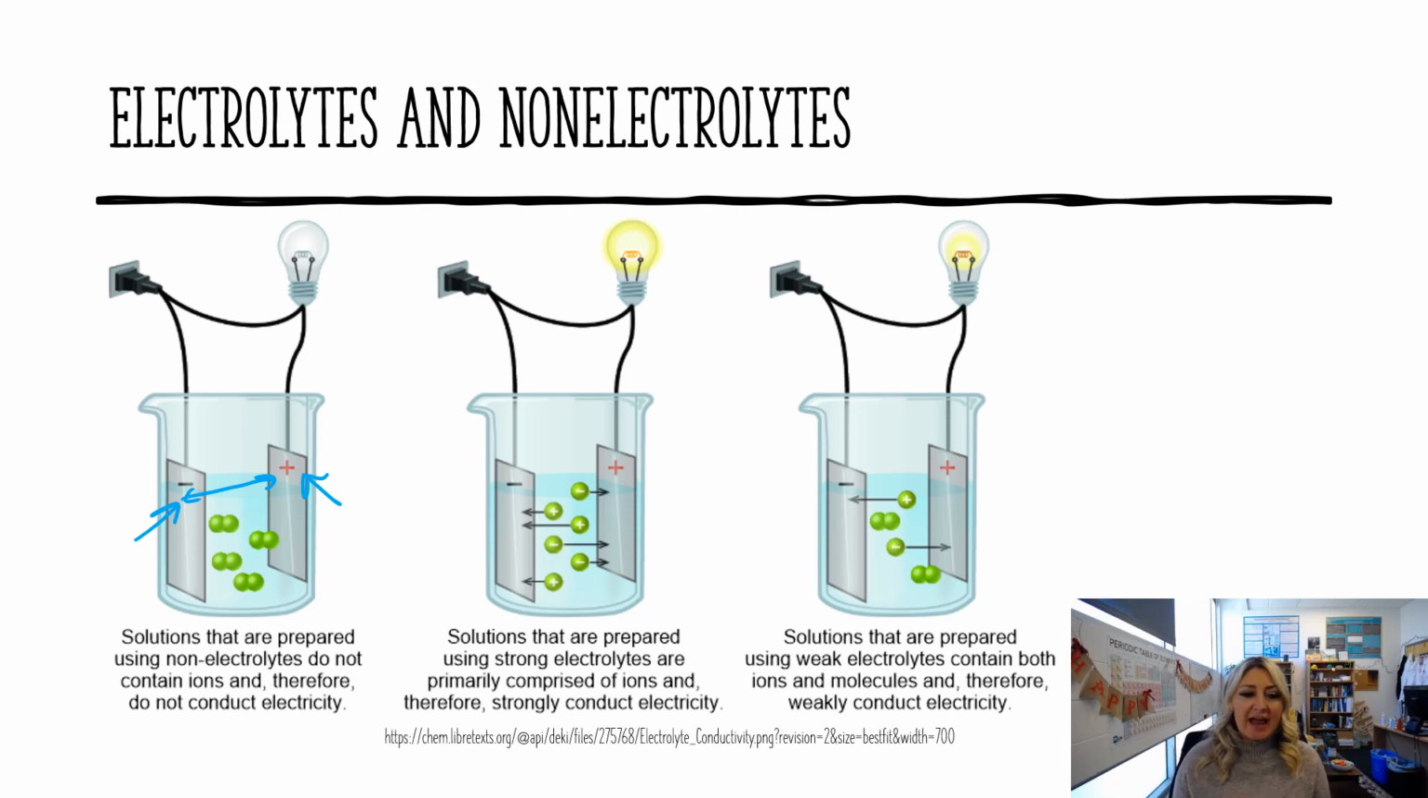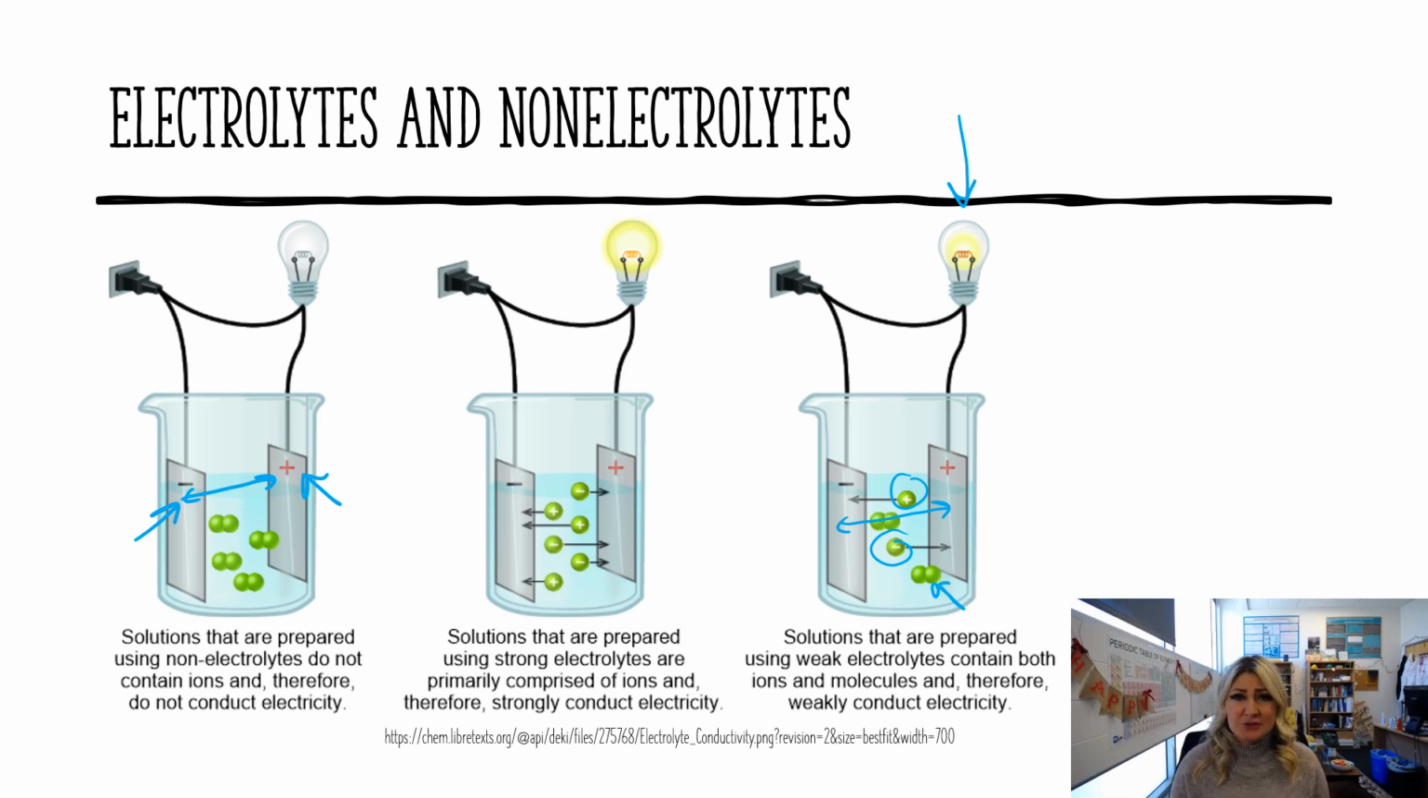Solutions that have some separation, so here we see some neutral compounds, here we see some charged particles, are able to conduct electricity and complete the circuit between your anode and your cathode. They don't do it very well though. So what we expect to see is a somewhat dim light bulb. It's not going to be the brightest that it could be.